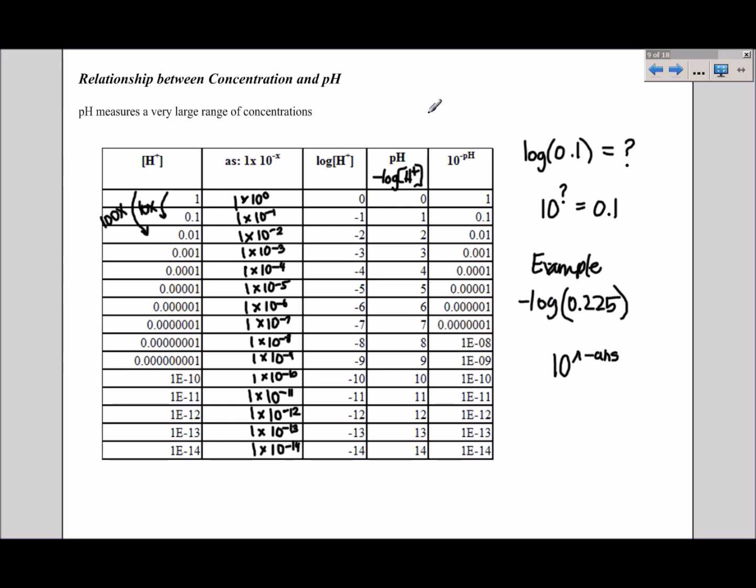Let's look at that in action in this table. If we take 10 to the negative pH, so we've got our pH values, and we take 10 to the negative these values, so 10 to the 0, 10 to the negative 1, 10 to the negative 2, 10 to the negative 3, what we're getting back is our concentration of H+.